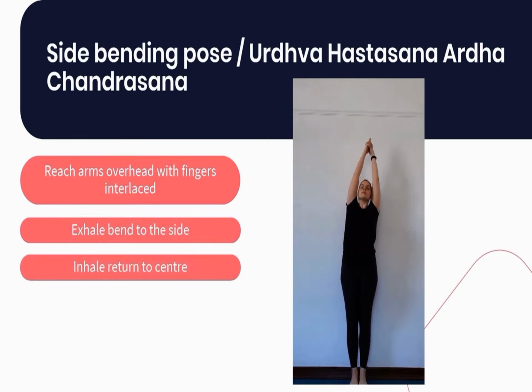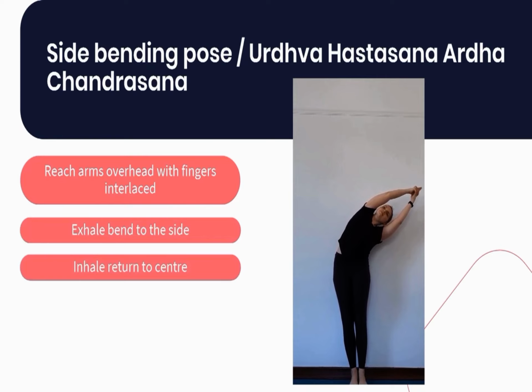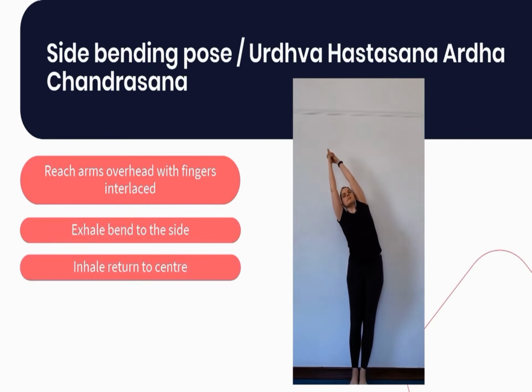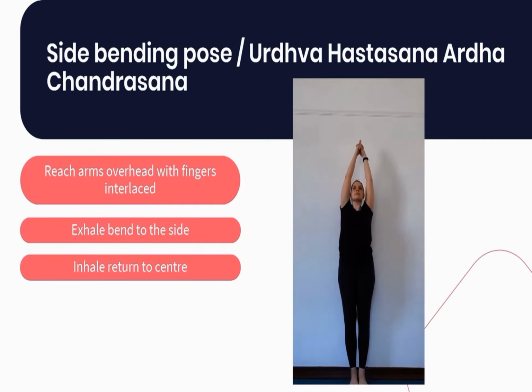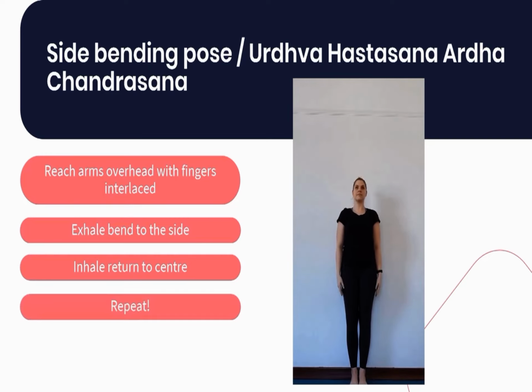Hold, then inhale and lift your torso back to the upright position. Exhale, bend to the left side. Hold, then inhale and lift your torso back to the upright position. You'll feel a wonderful stretch into the side of your body and your shoulders. You may even feel a bit of core activation as you draw your body back through center.